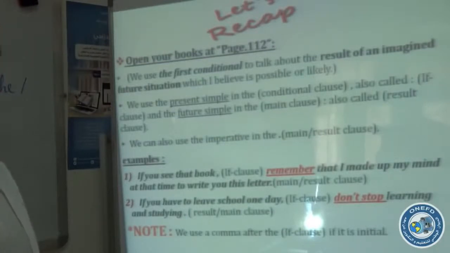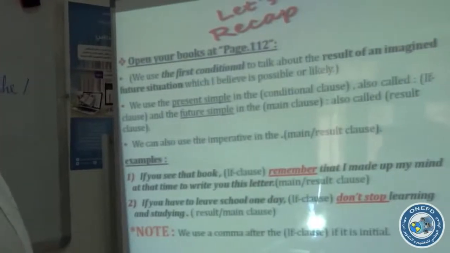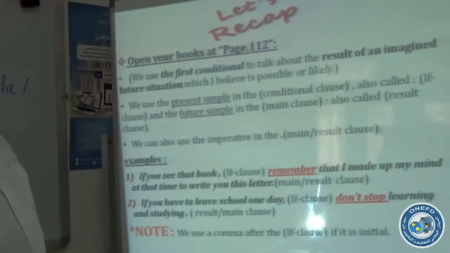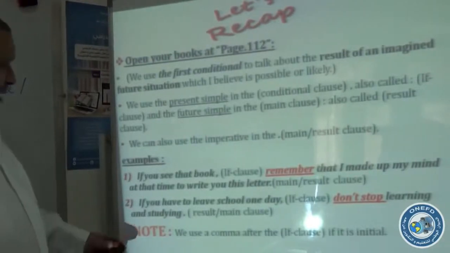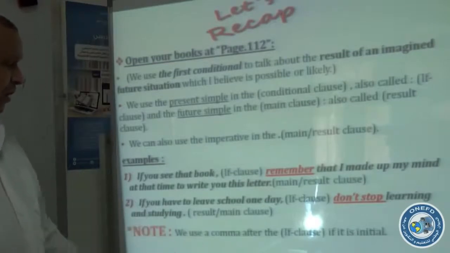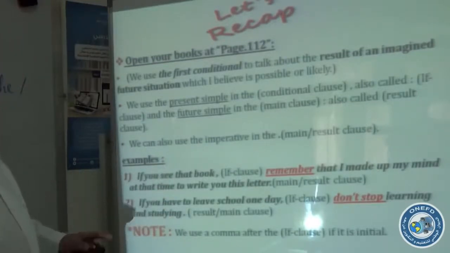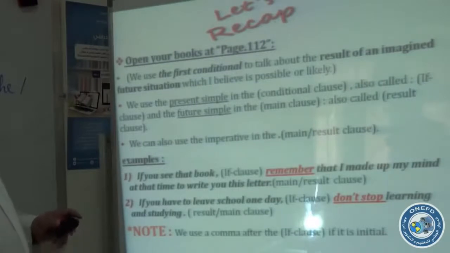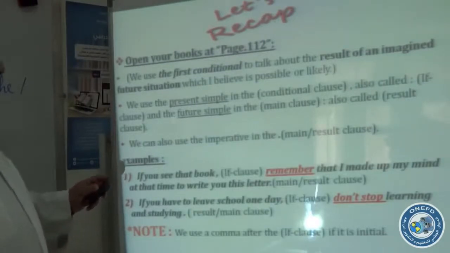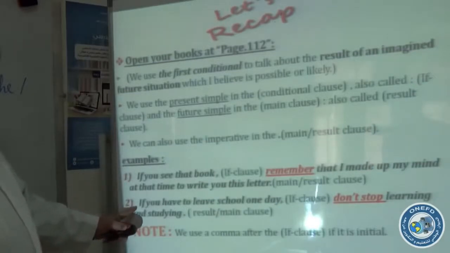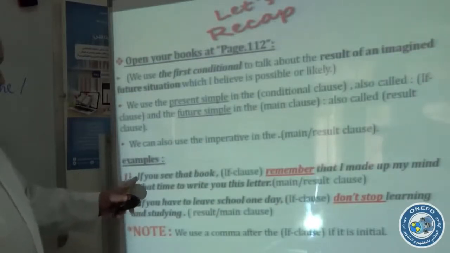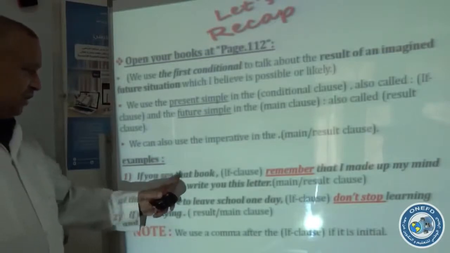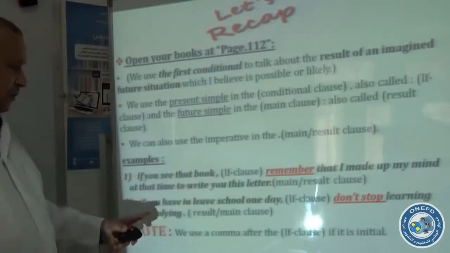A very important remark. Be careful. When you start with an if clause, a conditional sentence, always put a comma before you move to the main clause. So be careful. When do we use a comma and why? When we don't use it. If you start the sentence with if, you take example number 2 or number 1, both in the two sentences here, if you see that book, comma.